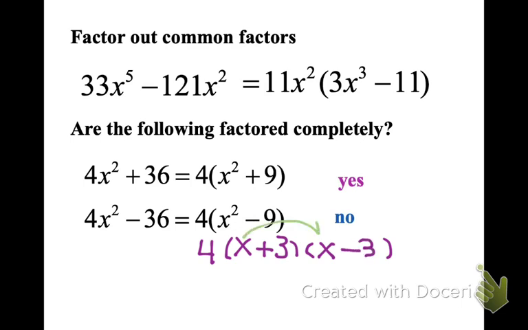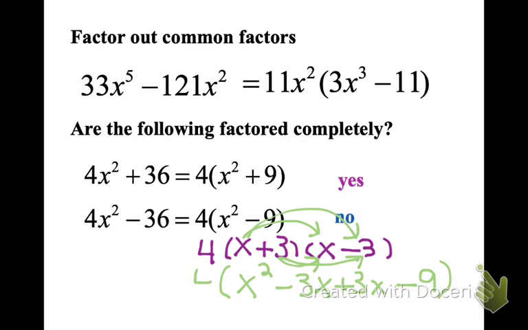Then if we FOILed it, we can check it. Positive 3x, and our middle term should cancel. That's why we make one positive and one negative, and there's our negative 9. And then, of course, we bring down the 4. And again, these two are going to cancel. Okay?